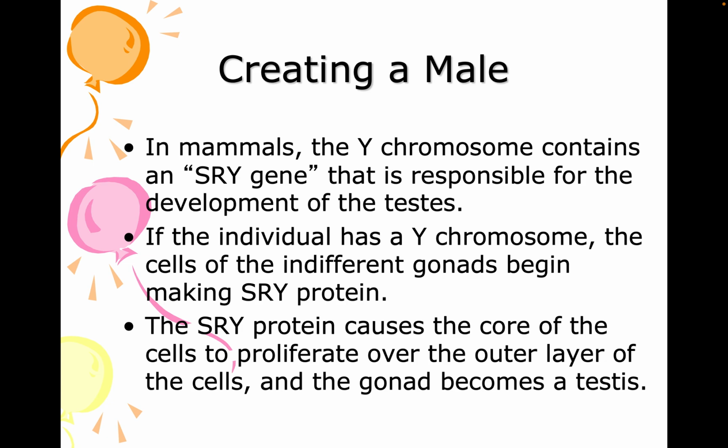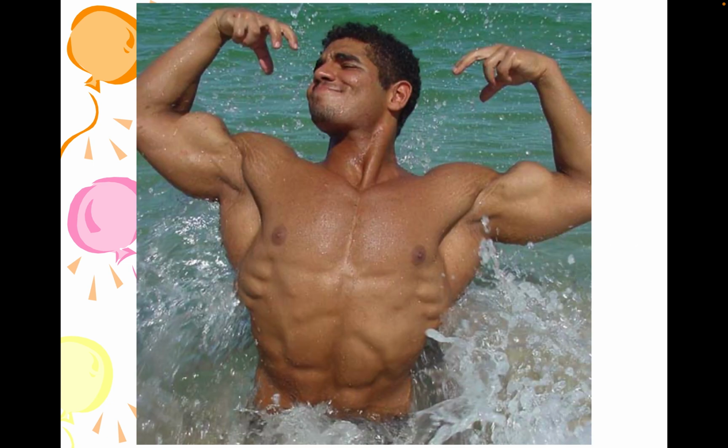If the individual has a Y chromosome, the cells of the indifferent gonads begin making SRY protein. The SRY protein causes the core of the cells to proliferate over the outer layer of the cells, and the gonad becomes a testis. And that's what it produces. Just kidding. Not all males look like that.